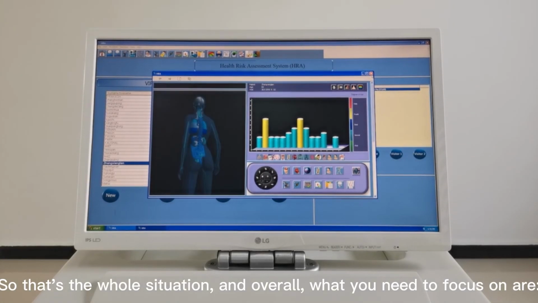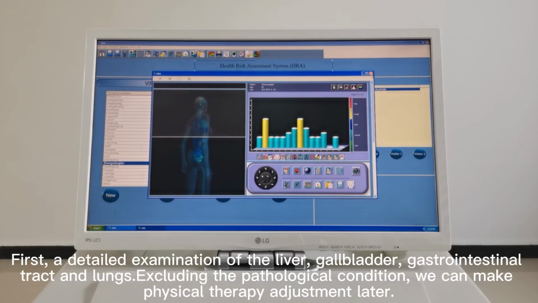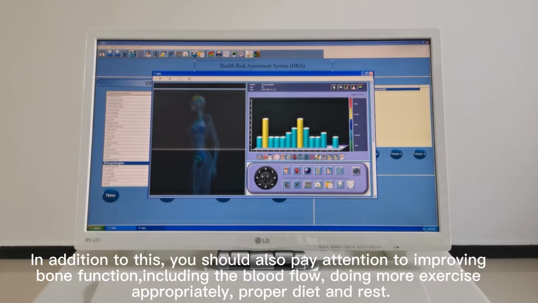So this is the whole situation, and what you need to focus on are, first, a detailed examination of the liver, cholecyst, gastrointestinal tract, and the lungs. Including the pathological condition, you can make physical therapy adjustments later, and please pay attention to your cardiovascular system and neurological system. In addition to this, you should also pay attention to improving the bone function, including the blood flow, doing more exercise appropriately, and a proper diet and rest.